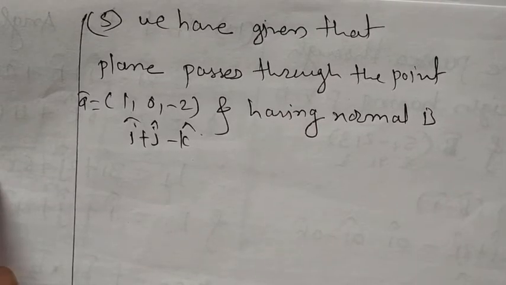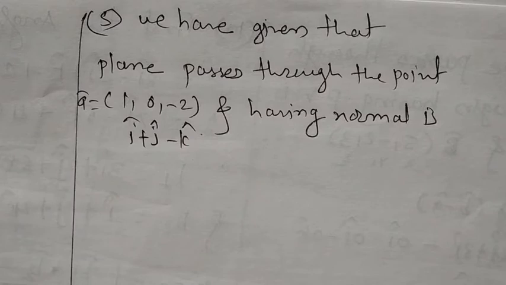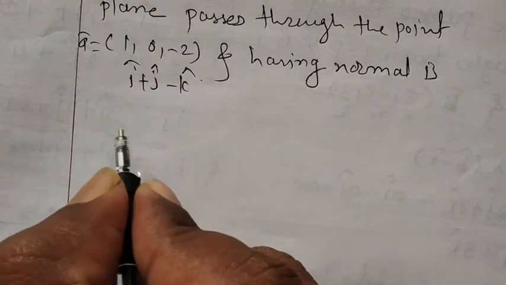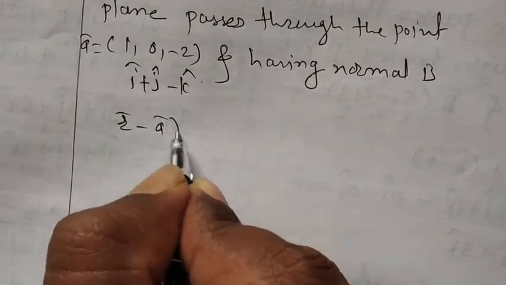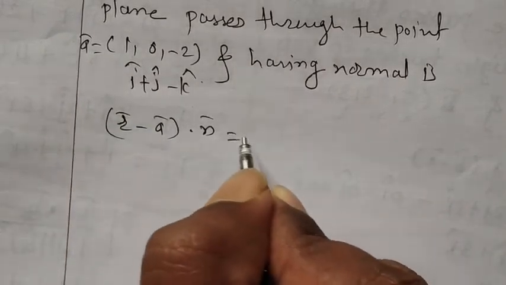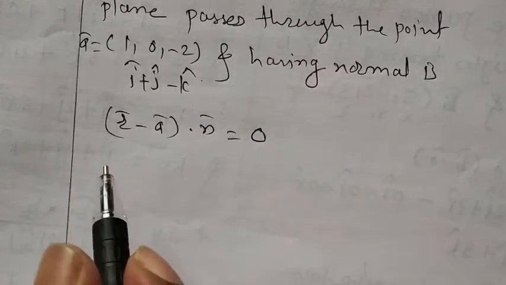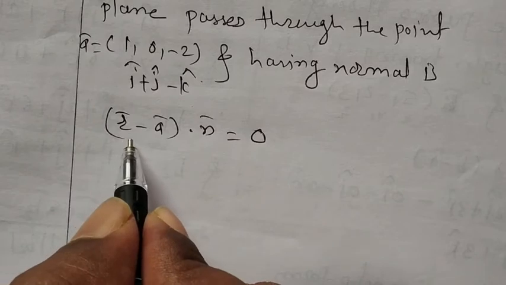Example number 5 becomes: find the equation of the plane passing through the point 1, 0, minus 2 and having normal i plus j minus k. As this is the second type of equation of a plane, finding the equation of a plane having a point and having the normal, it is r bar minus a bar dot n bar is equal to 0. This is the equation of the plane. Then put the values simply. r bar dot n bar we can solve.